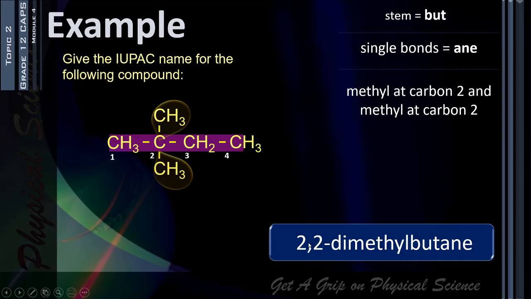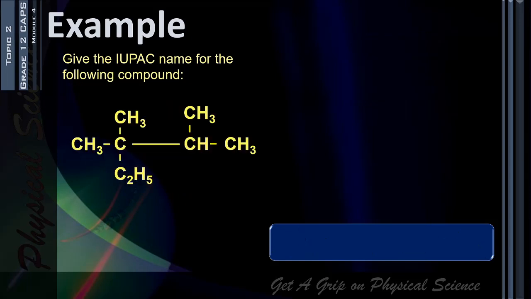A comma between the two numbers and a hyphen between the number and the letter, and the name is only one word. Now this molecule has a catch. Pause the video and try to see if you can write down the name of this molecule.